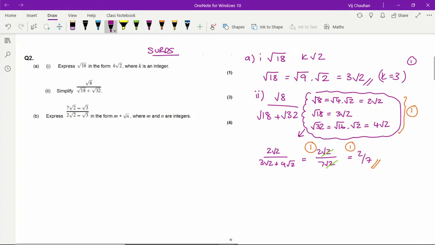Now working on with B, again we are looking at rationalizing the denominator. So here we've got 7 root 2 minus root 3 over 2 root 2 minus root 3. So again, where you get your first mark is by multiplying both the top and the bottom by the denominator, turning the minus sign into a plus.